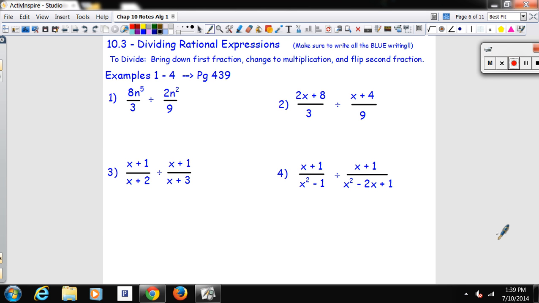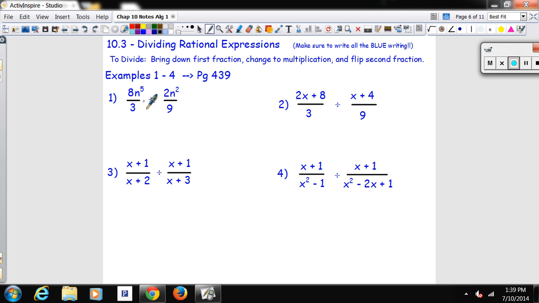All right, this is for Algebra 1, Semester 2, sections 10.3 through 10.5. We're going to divide rational expressions first. Yesterday, our 10.1 and 10.2 were about reducing them and multiplying them, and it's very similar to your rules for fractions.